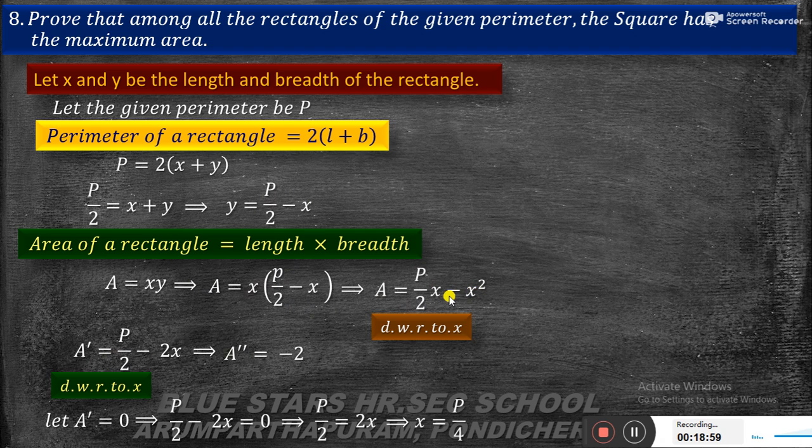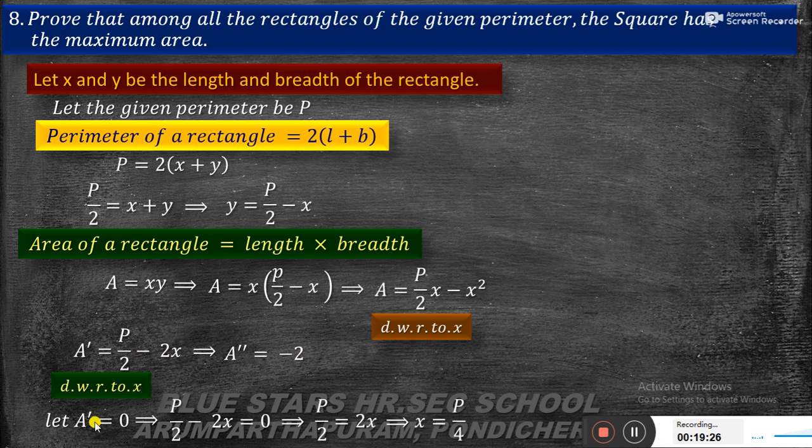I differentiate on both sides. So A dash equal to P by 2, differentiation of x is 1, minus differentiation of x square is 2x. So P by 2 minus 2x, this is A dash. Next I differentiate with respect to x a second time. A double dash equal to differentiation of P by 2, which is 0, minus 2 into differentiation of x which is 1. So A double dash equal to minus 2.